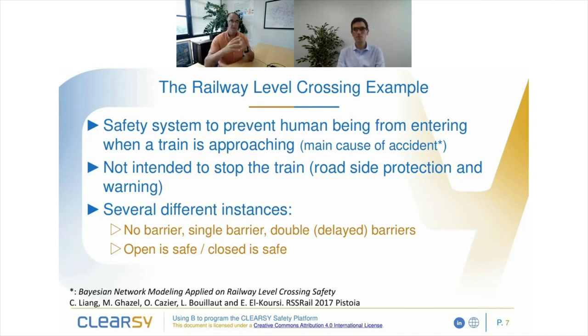There are many different instances, depending on the countries, the technology, and the money. So you have level crossings with no barrier, single barriers, and double barriers, some with a delay just to allow drivers to escape in case they were stuck between the barriers. And there is no consensus about the position of the barrier. In some countries, the barriers have to be open to consider the system safe, but in other countries, it's the contrary. The barriers have to be closed.